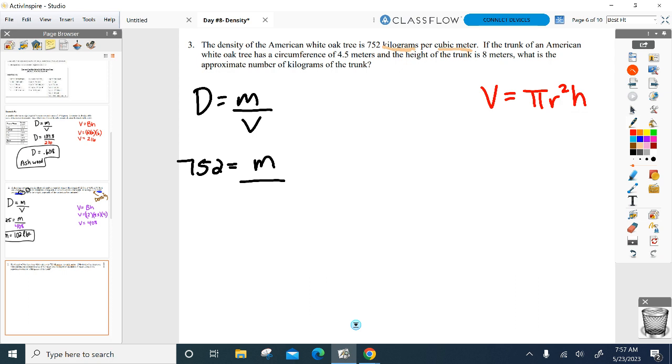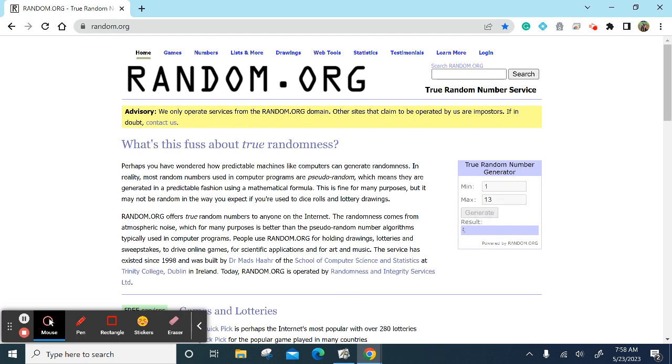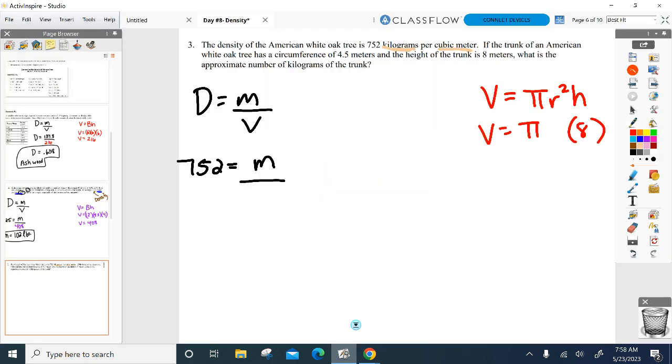Good job. So the volume, pi, I do not have r. I'm going to need your help with that, but I do have the height of it, right, is 8. Okay, can I get your help with finding the r value now? What other value is given up there? That 4.5 is the what? What's the 4.5? Circumference.